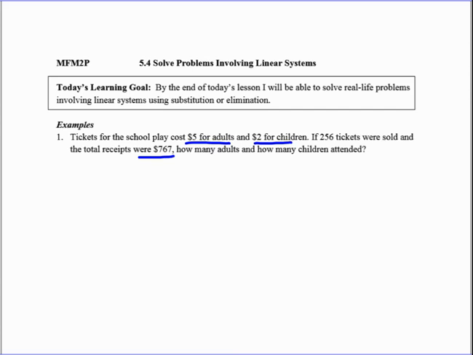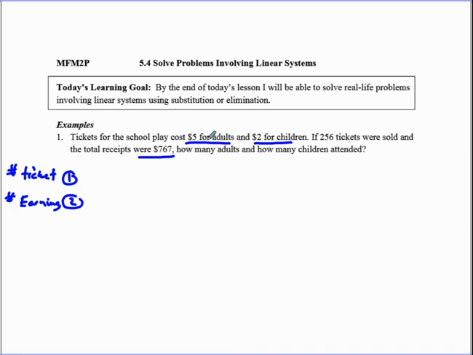Okay, how many children attended, sorry. So one thing you want to do is note that every adult ticket was $5, every child ticket was $2, and we know that 250 tickets were sold. We know that a total of $767 was made. So we almost need two types of equations. We need a number of tickets equation, and we need a total earnings equation as our second one. So we have to come up with two equations that will represent this.